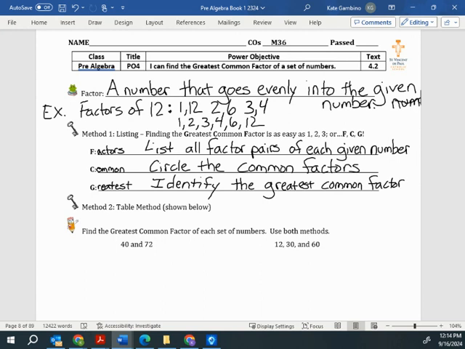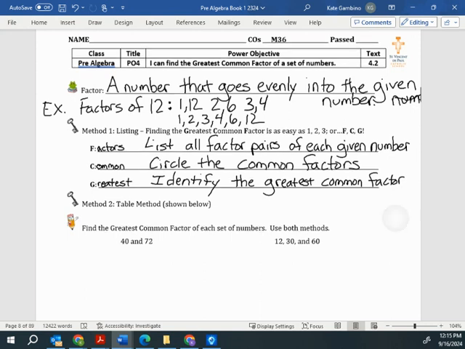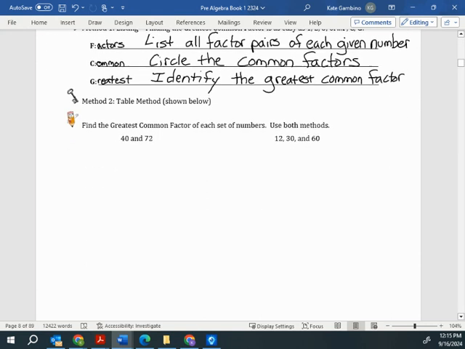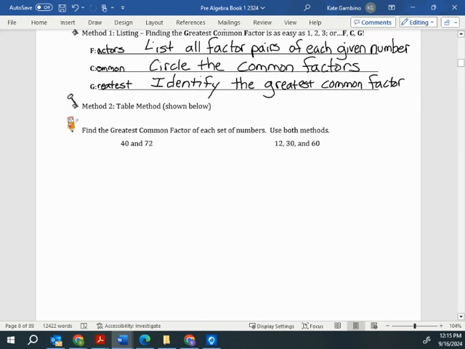So we list it all out. We're going to circle any they have in common, and then we're going to see what's the greatest number that they all have in common. Okay, that's the first method. Our second method is the table method.